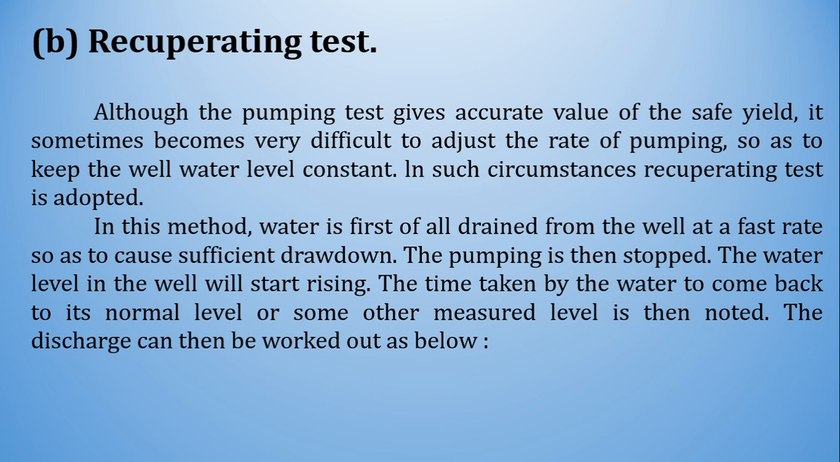Then the recuperating test. Although the pumping test gives an accurate value of the safe yield, it sometimes becomes very difficult to adjust the rate of pumping to meet the requirement of equilibrium conditions so as to keep the well water level constant. In such circumstances, the recuperating test is adopted. In this method, water is first drained from the well at a fast rate so as to cause sufficient drawdown. The pumping is then stopped.